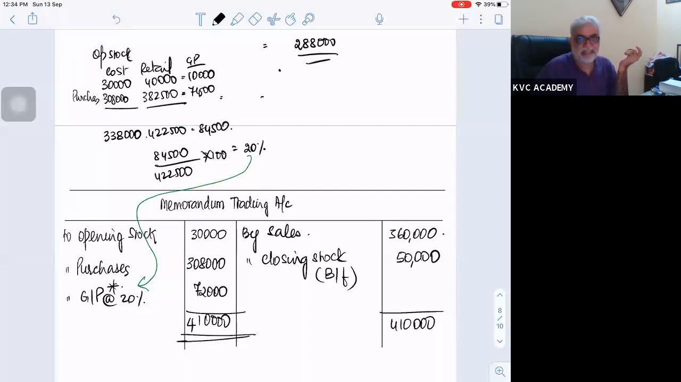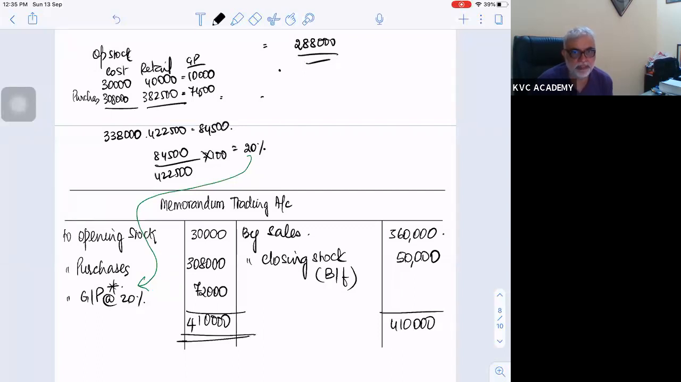Yeah, I think Spandana is right. The trading account will give you a better picture. You can understand a little better. But the calculation of gross profit is a little difficult. I understand. CA exams are like this. The sums which seem to be easy are not really easy. The sum which is looking difficult is not really difficult.